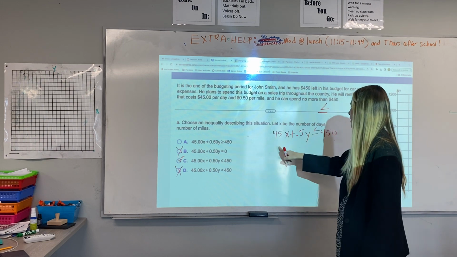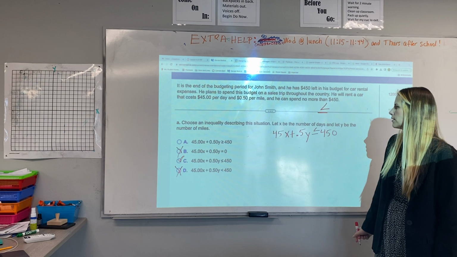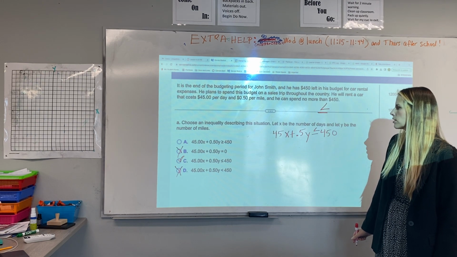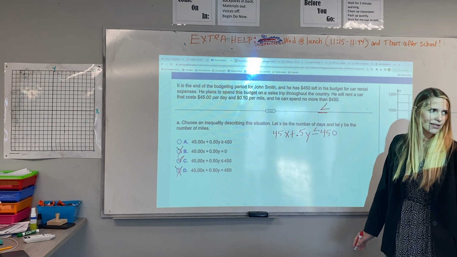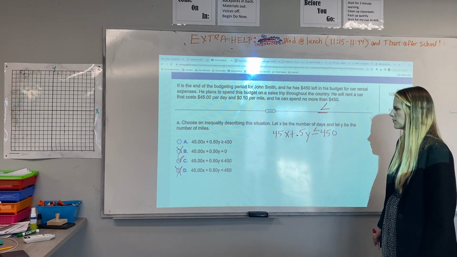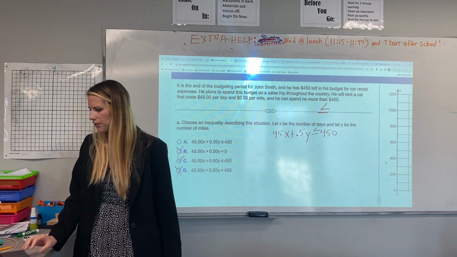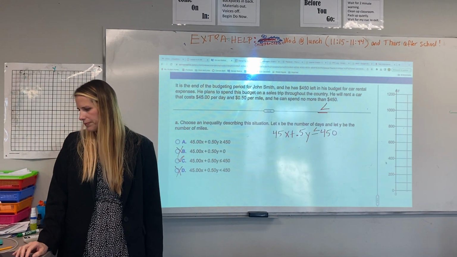Why does my inequality look a little bit different than the correct answer? Does anybody want to tell me? You didn't include the point zero. Yeah, I didn't include those zeros. Infinite zeros there. We don't need those zeros when I solve, but you can put them there if you want.